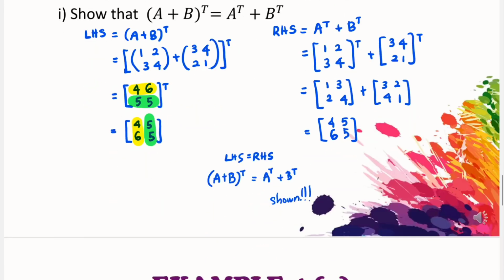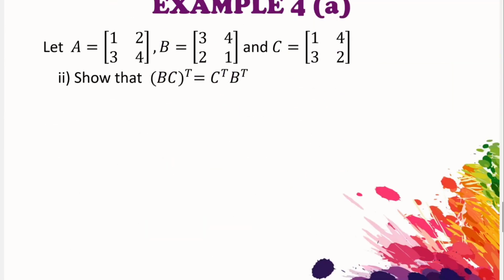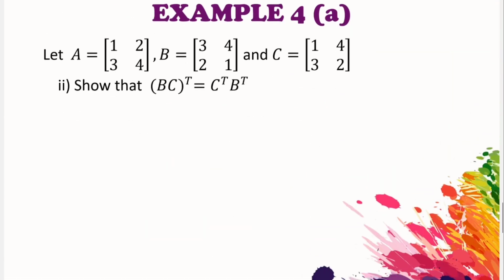Now let's try 4A part 2. Show that the product (BC) transpose is the same as finding C transpose multiplied by B transpose. So are they really true? Now let's try the left hand side first. Since matrices B and C are both 2 by 2, we can do the multiplication operation, and the result will be a 2 by 2 matrix as well.